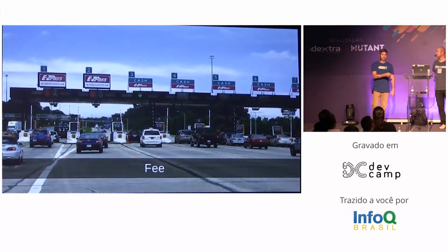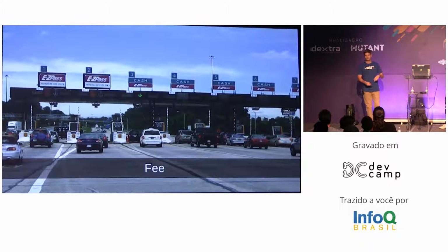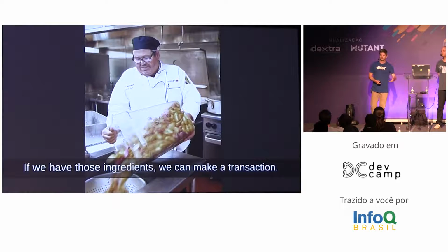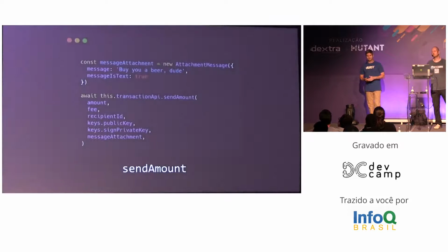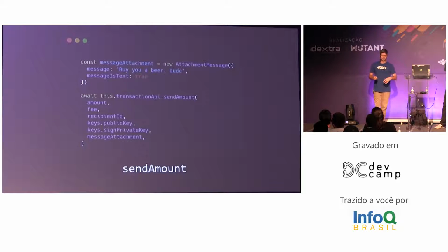And finally, for a lot of cryptos, there's a fee involved. And this fee goes to the miners. This is the incentive to keep the network operational. And then if we have those ingredients, we can make a transaction. So here's what a typical transaction call might look like. This is also taken straight from Burst.js. So you would call send amount, and you would pass in these parameters that we just walked over. You can even attach a message, like in this case, if you want to buy us a beer after this, you can use Burst.js to send us some Burst. That'd be great.